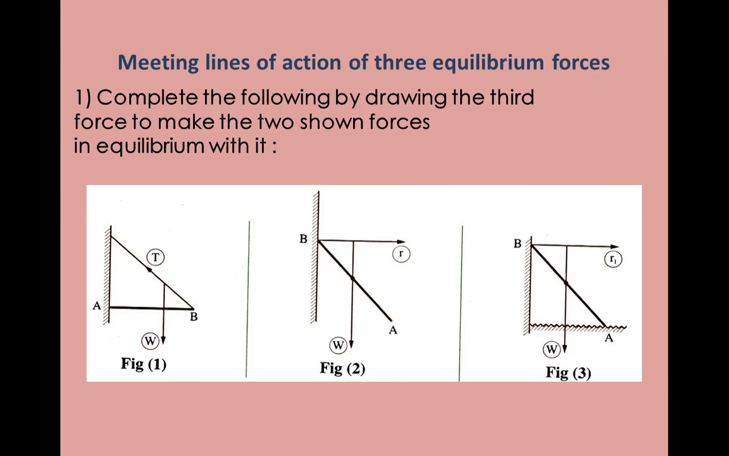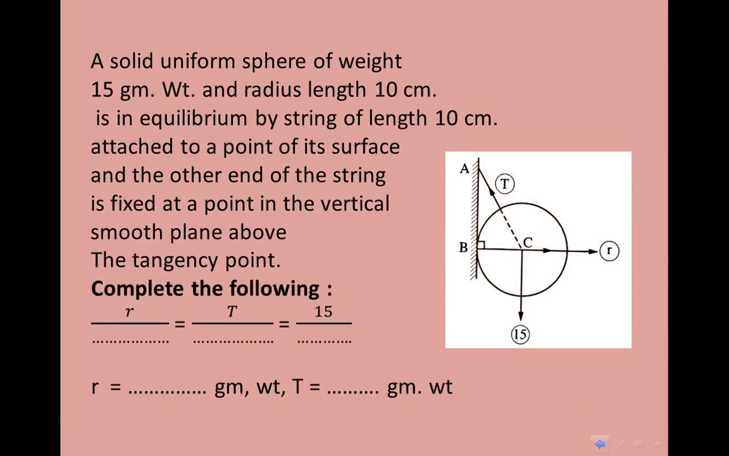Another example. A solid uniform sphere of weight 15 gram weight and radius length 10 centimeters is in equilibrium by a string of length 10 centimeters attached to a point of its surface, and the other end of the string is fixed at a point in the vertical smooth plane above the tangency point. It is required to find the reaction force and the tension force. Given the weight of this metallic sphere equals 15. This metallic sphere rests on a vertical wall, AB.